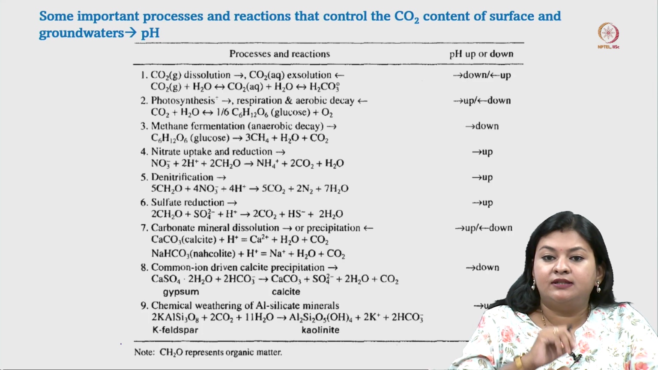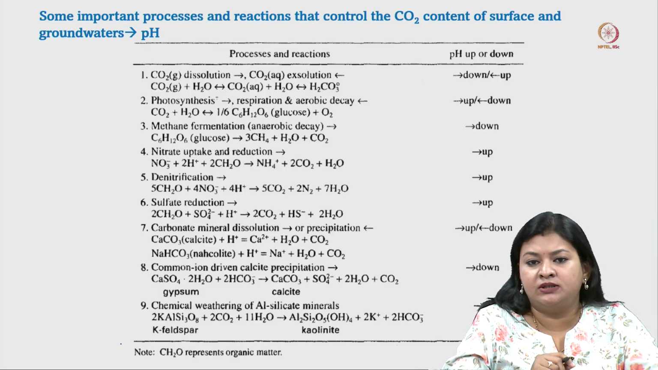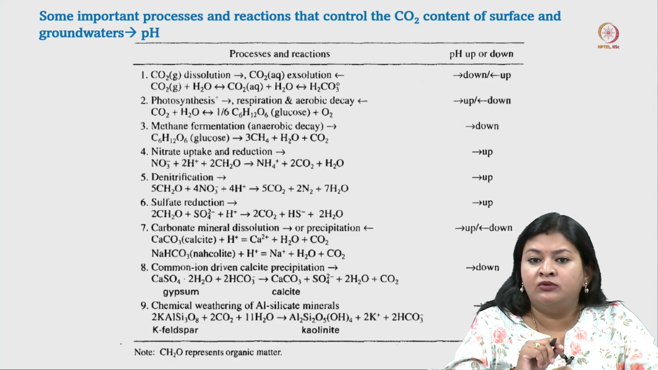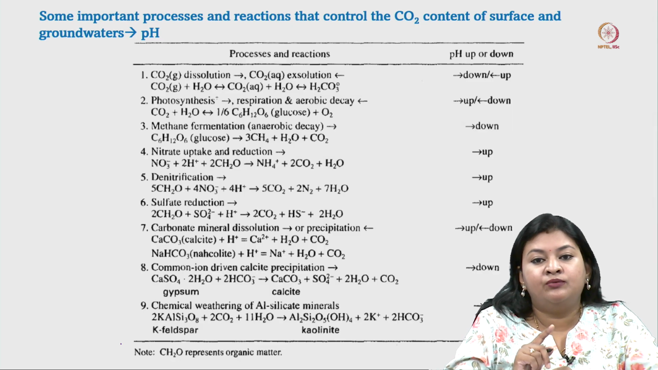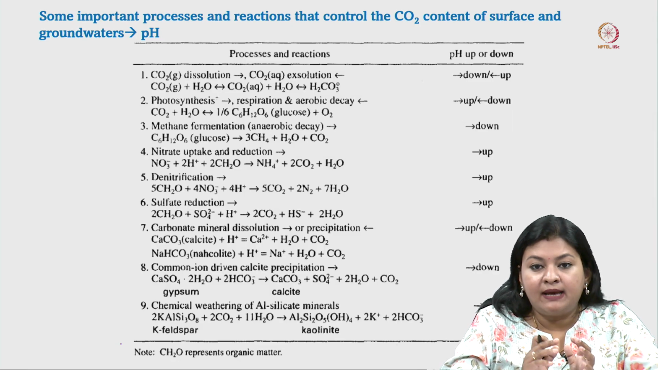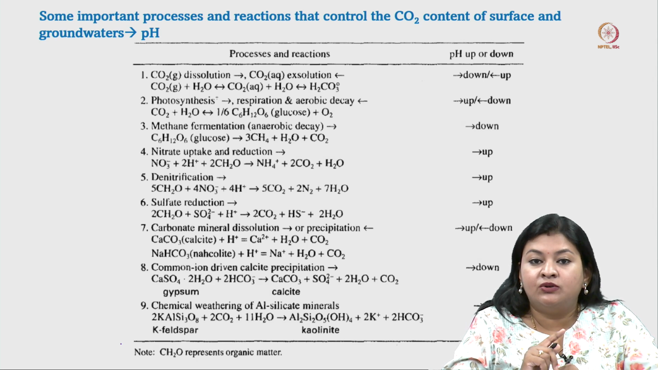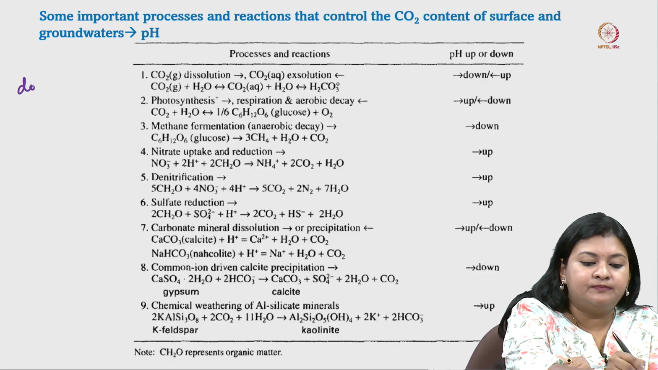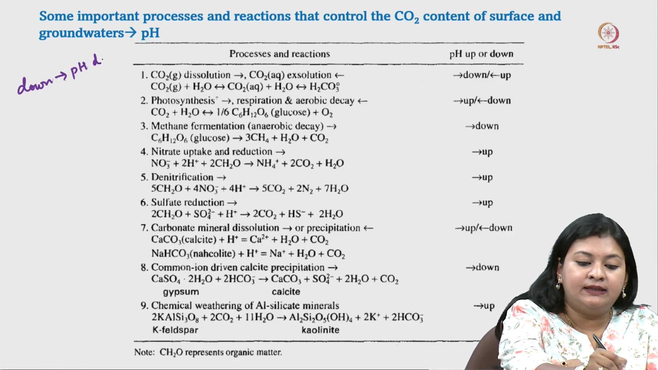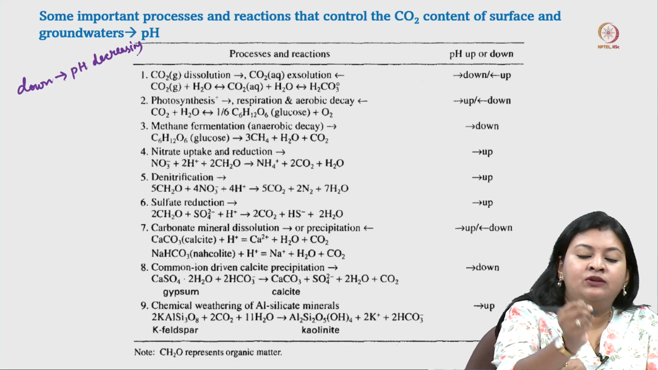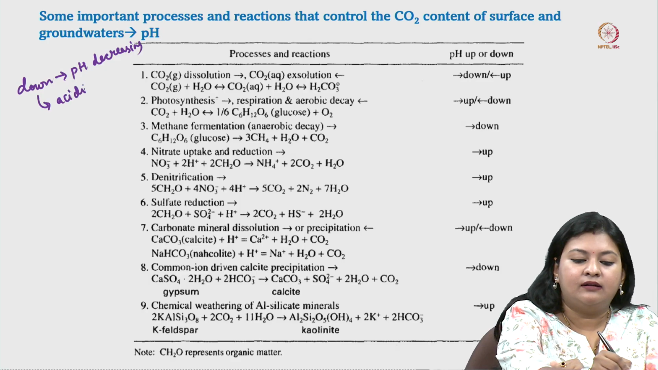So, the very first equation that I would like to focus on is the carbonate dissolution. Again, it is an extremely important equation. Please try to write this equation on your own, the dissolution of carbon dioxide in water forming carbonic acid. When I am dissolving carbon dioxide and forming carbonic acid, the pH of the system is going down. The pH value is decreasing, that means it is moving towards more acidic conditions.